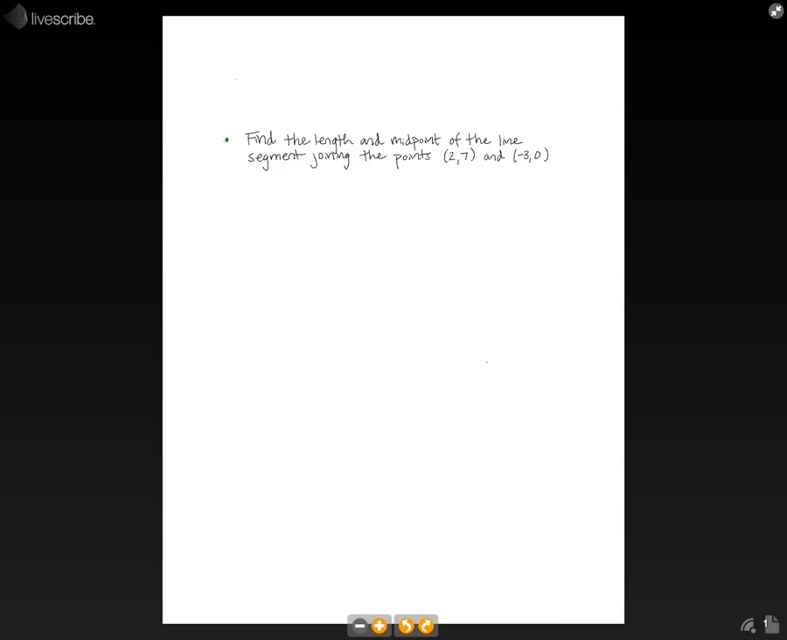In this example, we're asked to find the length and midpoint of the line segment which joins the 2 points (2, 7) and (-3, 0). I'm first going to sketch a quick graph to see what this line segment looks like.